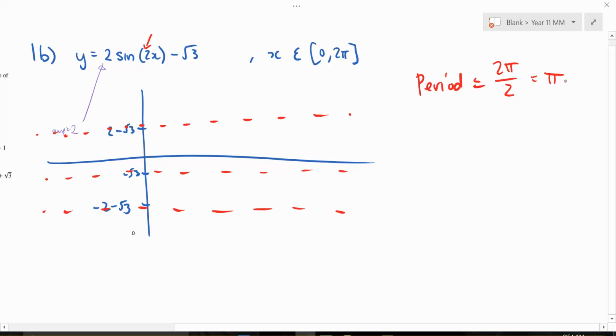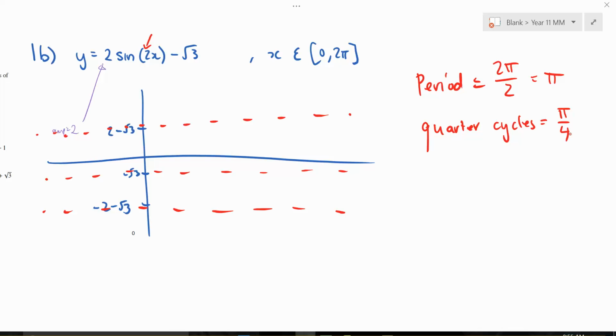So you now know one cycle takes pi units, but we want to find quarter cycles. So we're going to find quarter period cycles by dividing it by 4. Quarter means divide by 4. Quarter cycles will now equal pi divided by 4. So I know quarter cycles are pi over 4. Your first step is to find your first coordinate. And you know to move to the next quarter cycle, it is every quarter.